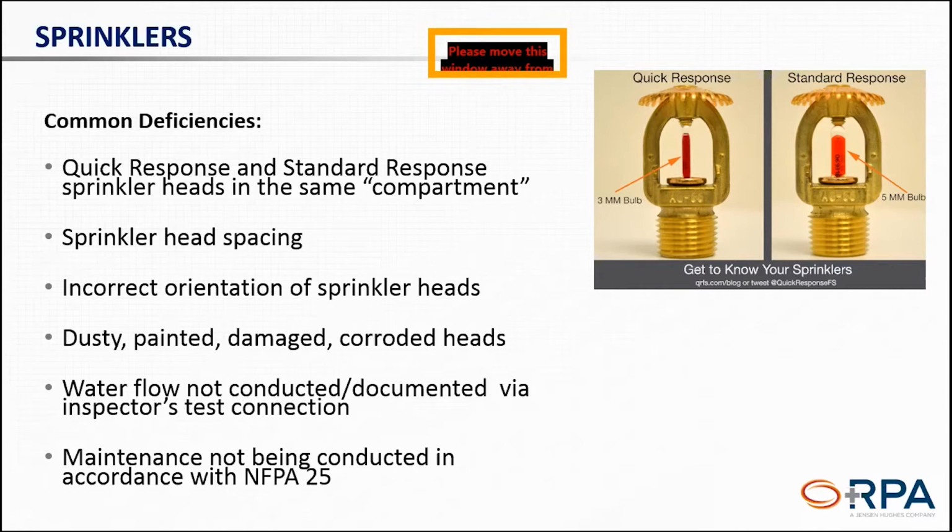If we have a change or some sort of different use of the space, we want to make sure we're accounting for that. Dusty, painted, damaged heads, we see that quite a bit. If you have a pendant style head that's sticking down from the ceiling, odds are it's going to grab some kind of dust. Hopefully it doesn't catch any paint or any kind of damage, but those things can happen, and that's where you want to make sure you're catching that on an annual sprinkler head inspection.